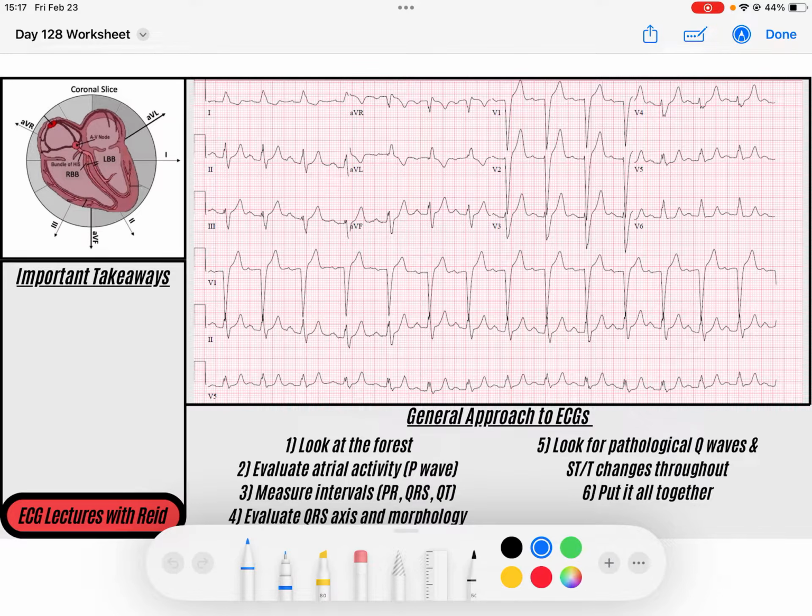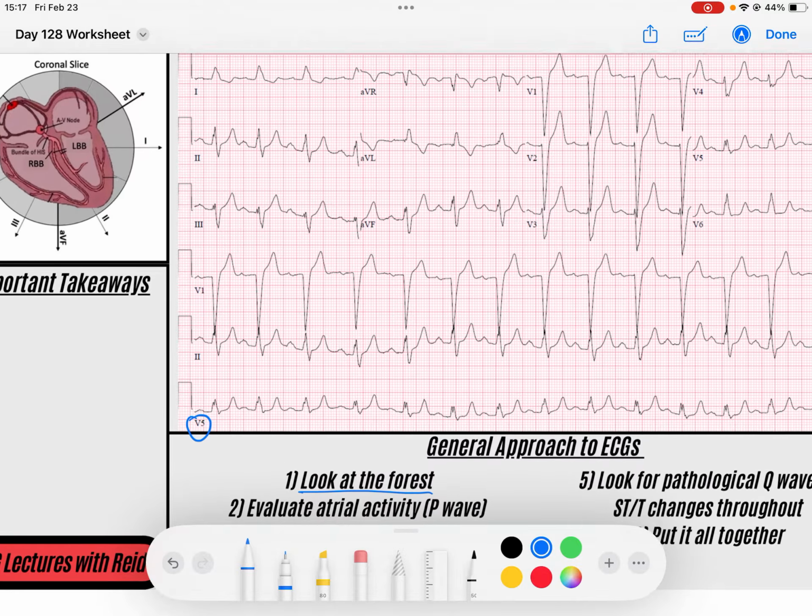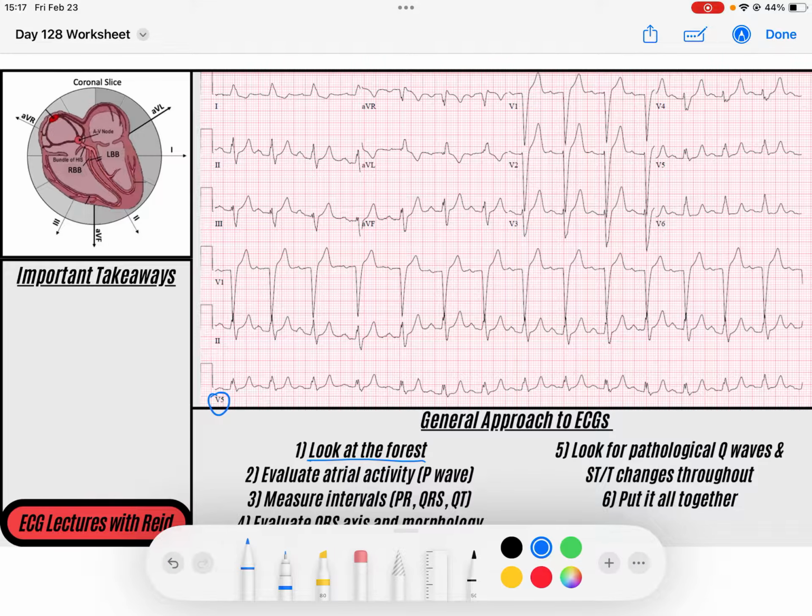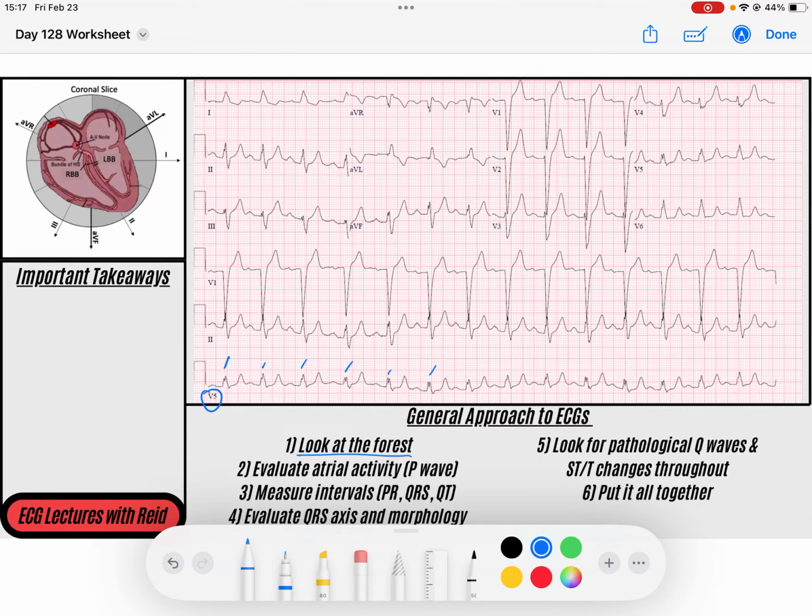So I like to start off by looking at the forest, just getting an idea of what's going on, and so maybe I'll come down here to V5. First thing I find when I look at this rhythm is that I've got a wide complex QRS that appears to be very regular. You can see these wide complex QRSs kind of look a little bizarre, but that's all right. We have an approach to these things, and so you kind of scan through and you see the pattern stays the same. All right, so let's talk a little bit about what we can start noting.